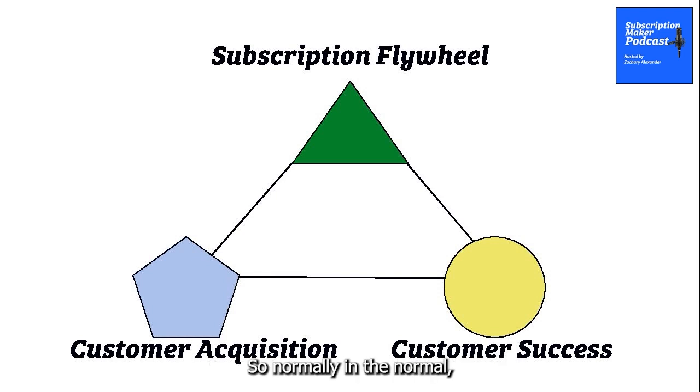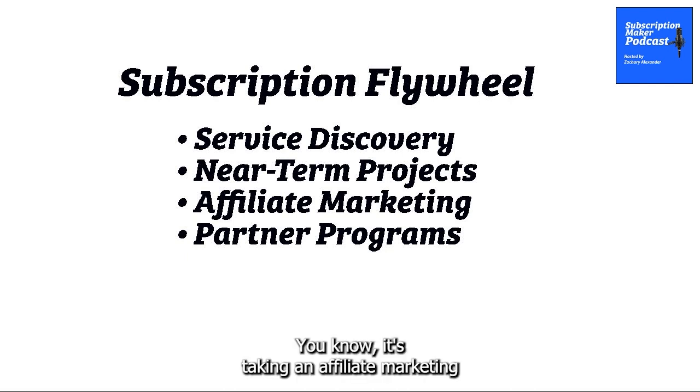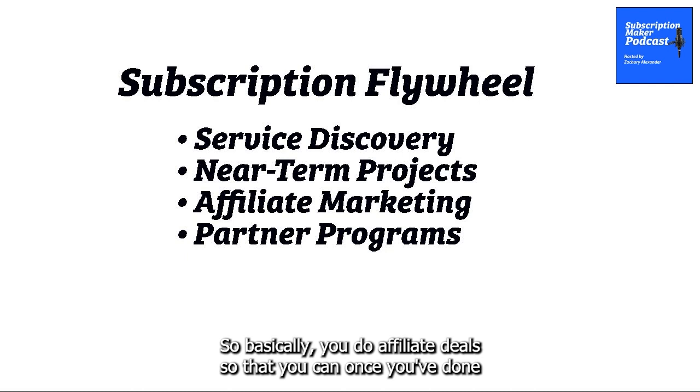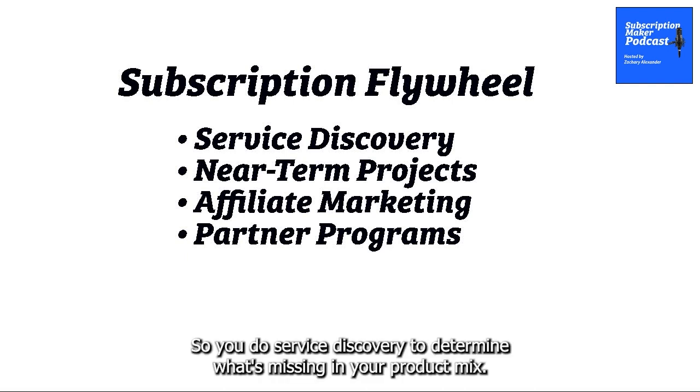So in normal day-to-day operations, the subscription flywheel is going about and it's doing its thing. It's doing service discovery. It's generating near-term products. It's doing affiliate deals in order to determine whether or not the product will be good for the company. So let's start over again. You do service discovery to determine what's missing in your product mix.